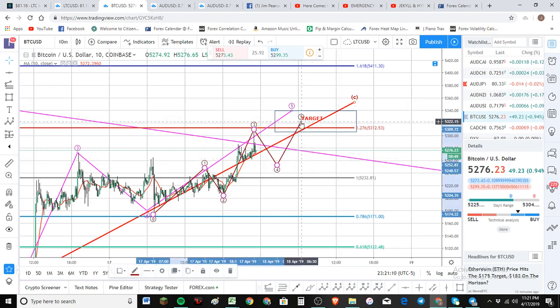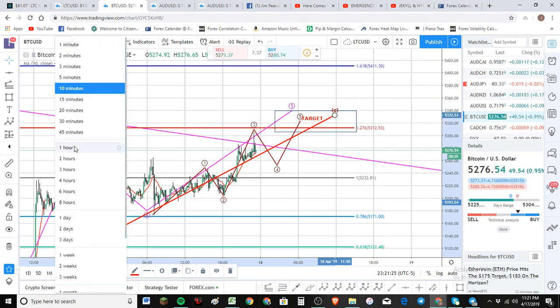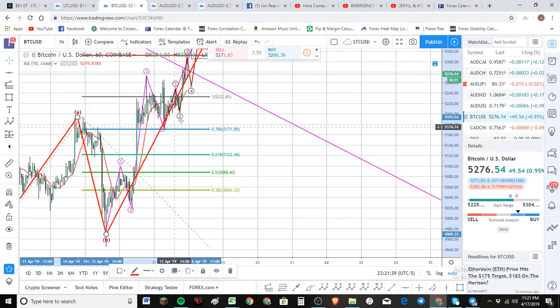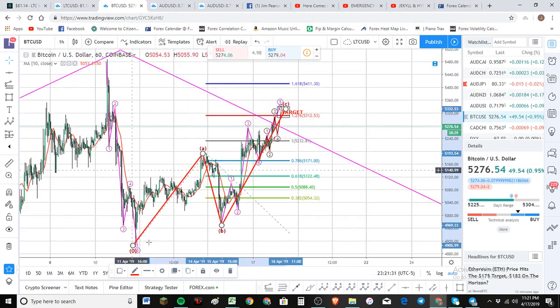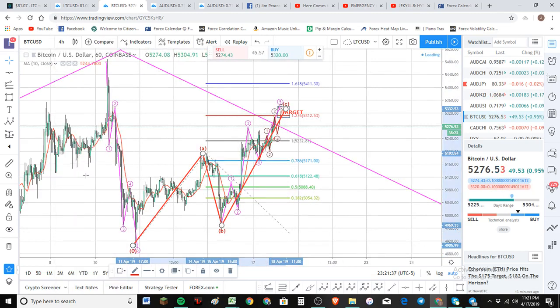So we're still looking good. Still looking good to come up and finish this C wave right in here somewhere in this ballpark, in the 5350 range to 5300, in that ballpark. And then what happens after that? Well, let's zoom back out to the 1 hour just so we can see it a little bit better. What we're going to do after this ABC, we've got A, we've got B, so we're going to expect a C coming down. So I'm going to go back to the 4-hour chart.